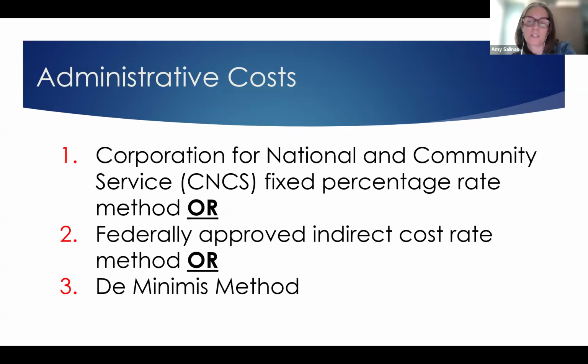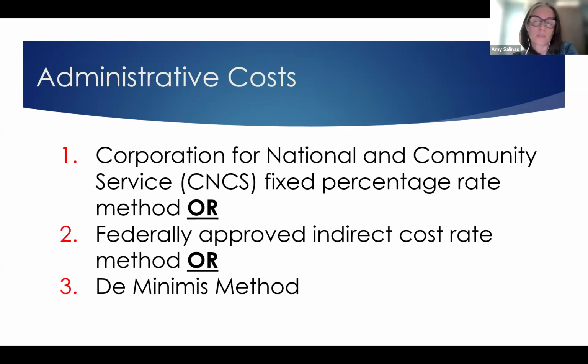The next section is the third section of your budget, administrative indirect cost. Administrative costs are general or centralized expenses of the overall administration that do not include particular program cost. AmeriCorps allows applicants to request federal funding to cover administrative costs up to a fixed percentage rate without a federally approved indirect cost rate and without documentation supporting the allocation.